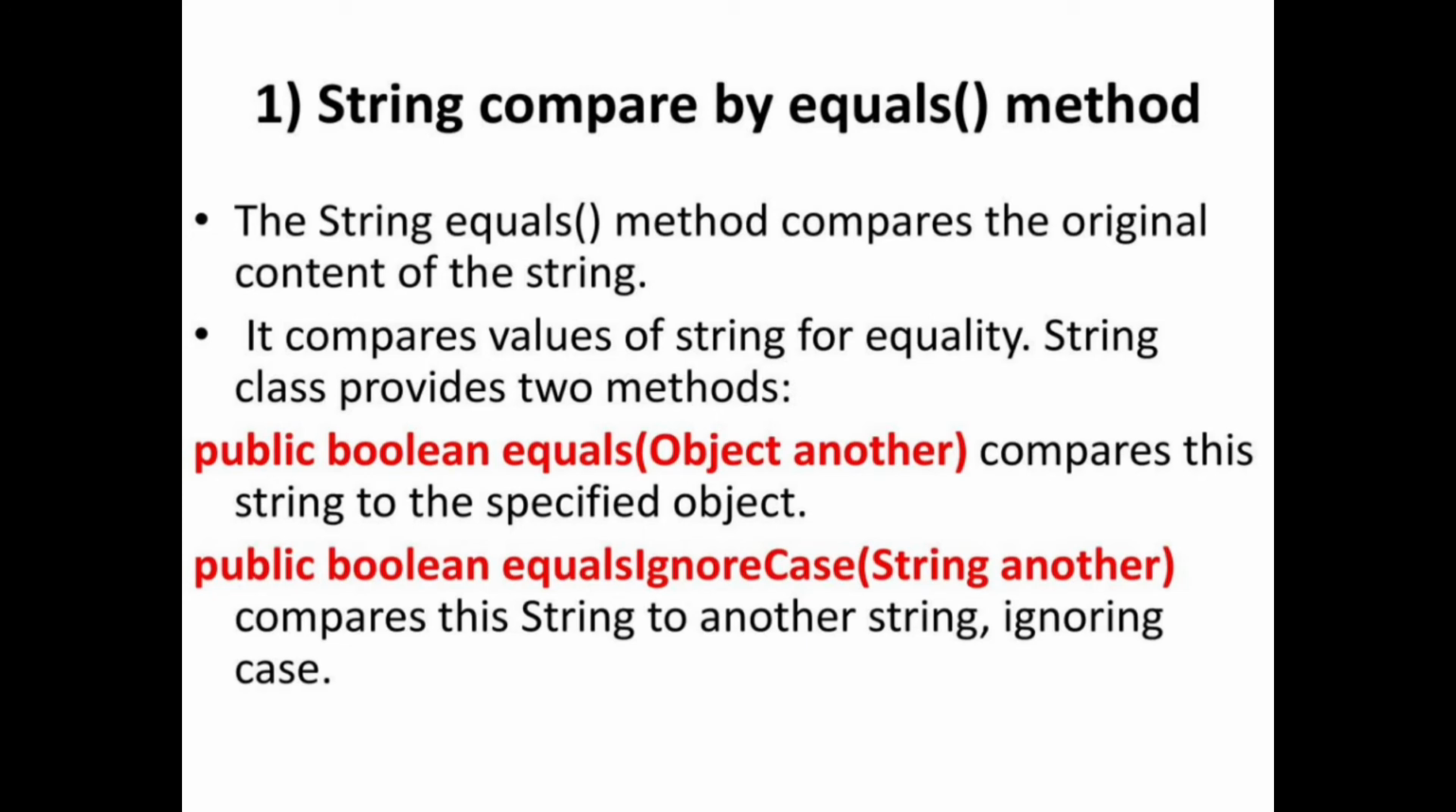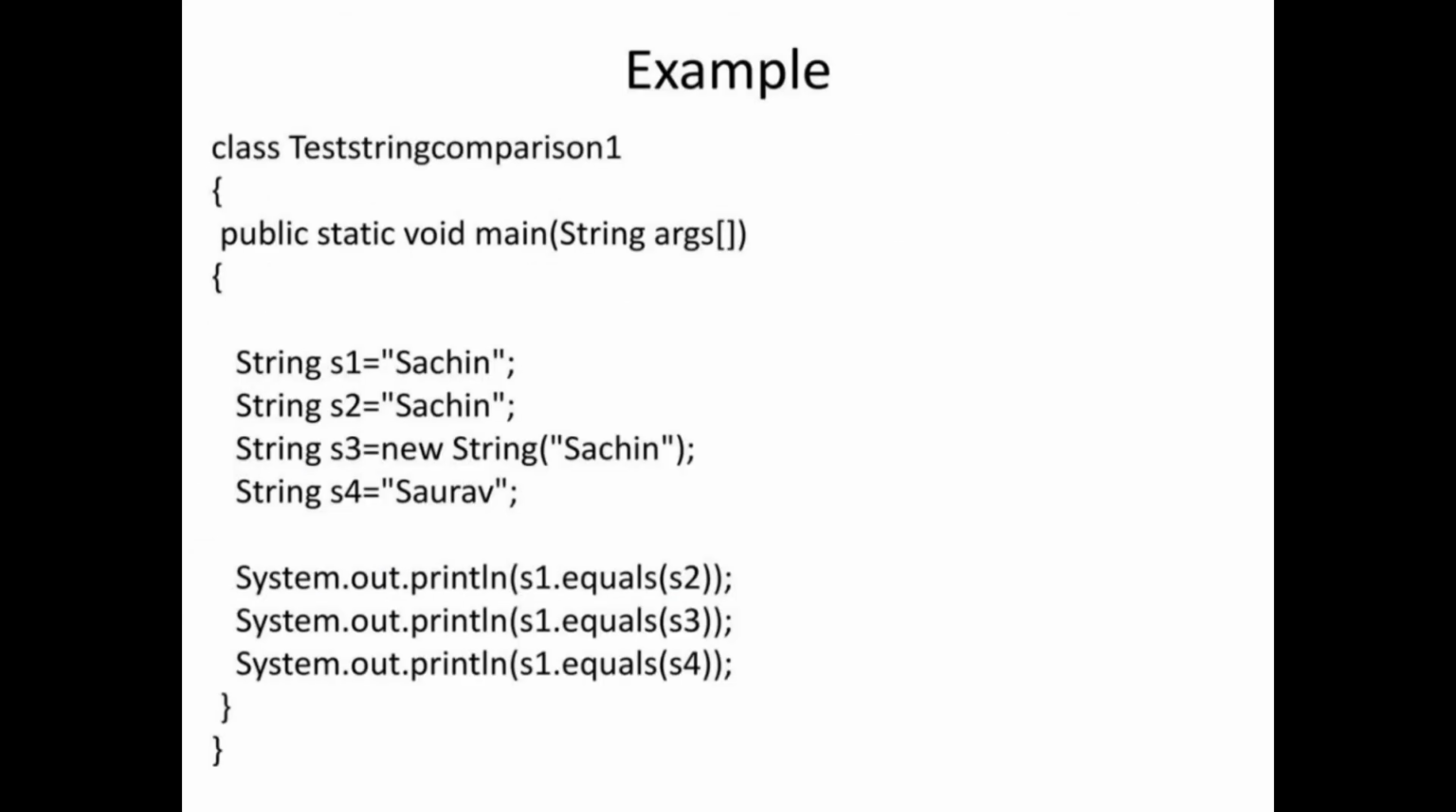First one, string compare by equals method. The string equals method compares the original content of the string. To compare the value of strings for equality, the String class provides two methods. Public boolean equals compares the string to the specified object. Public boolean equalsIgnoreCase compares the string to another string, ignoring case sensitivity. Uppercase and lowercase can be compared; we are ignoring the case here. Here I am showing these methods, the equals method, in one program.